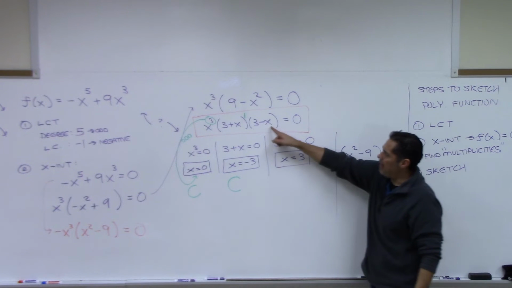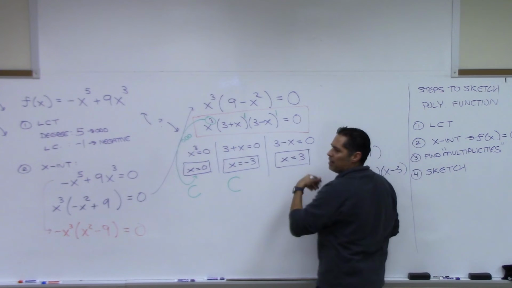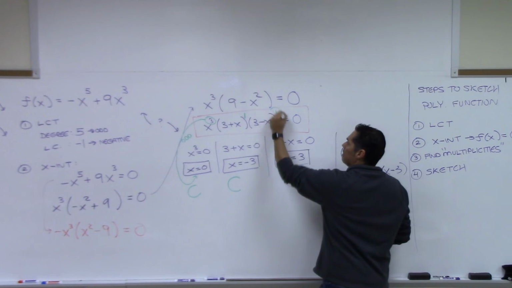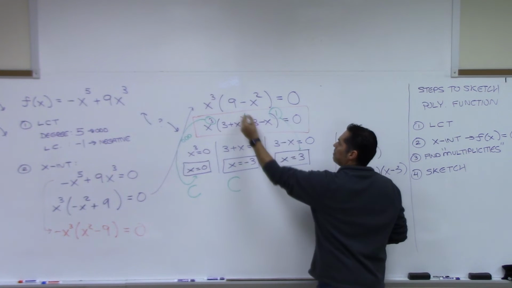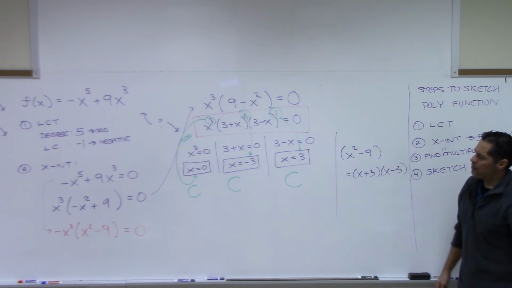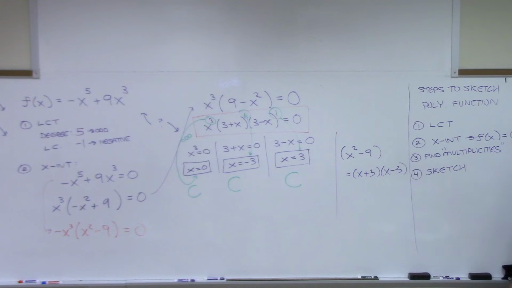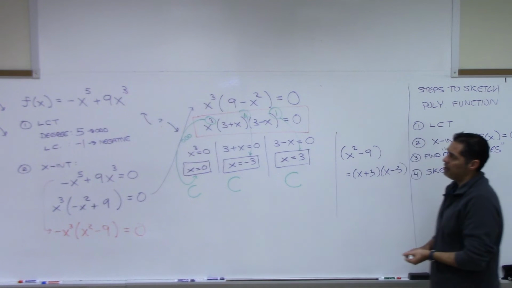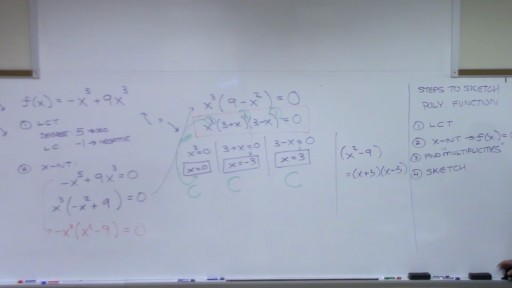What's the power on this factor? 1. 1 is odd, so I'm going to cross here. See, these powers match with these x-intercepts. So I'm crossing at every x-intercept I have. All right? We're ready to draw. Any questions?